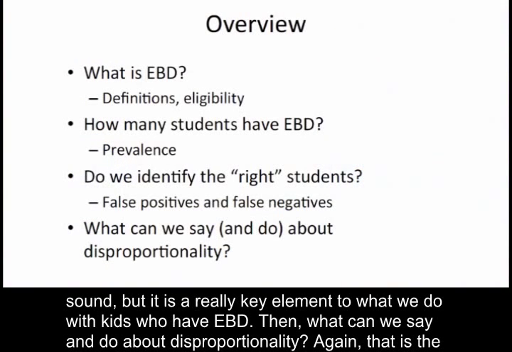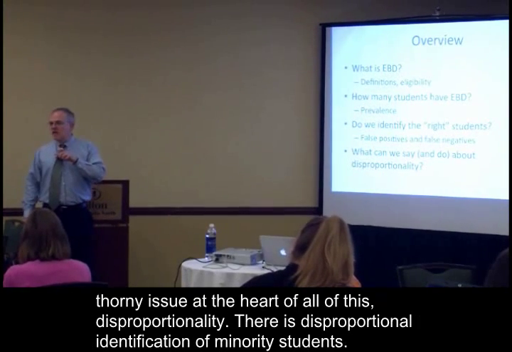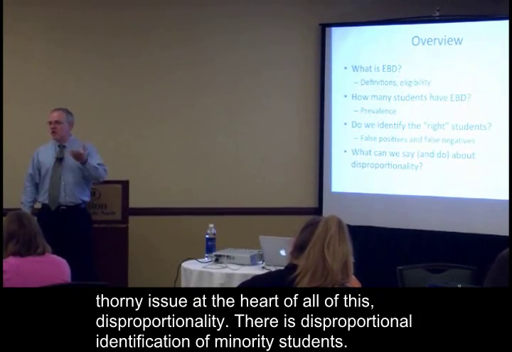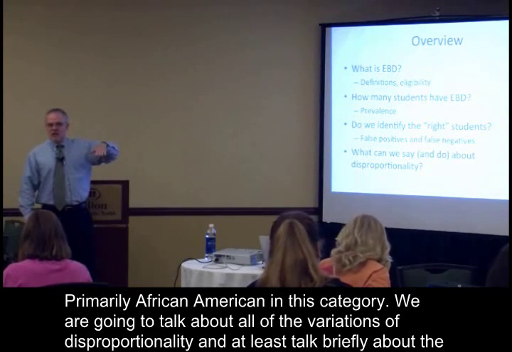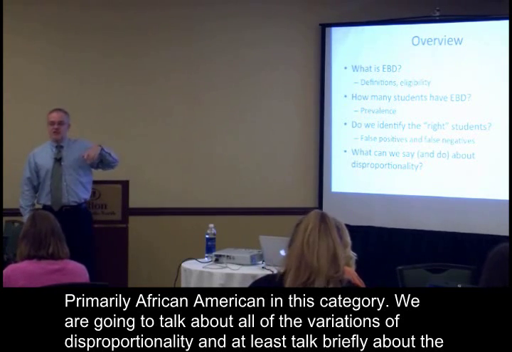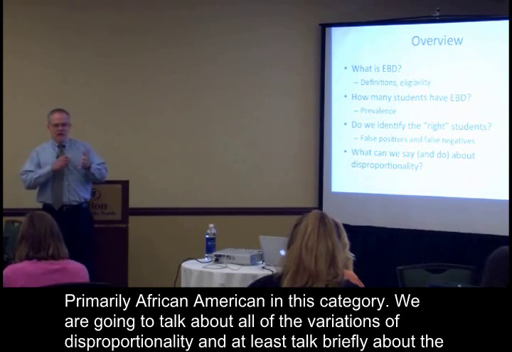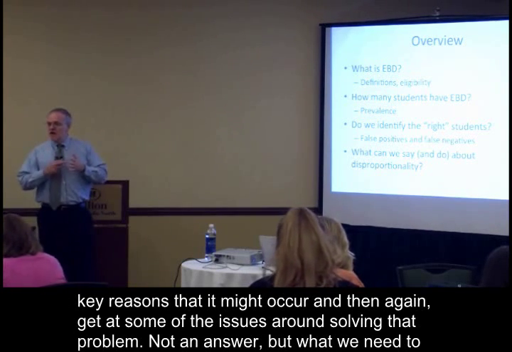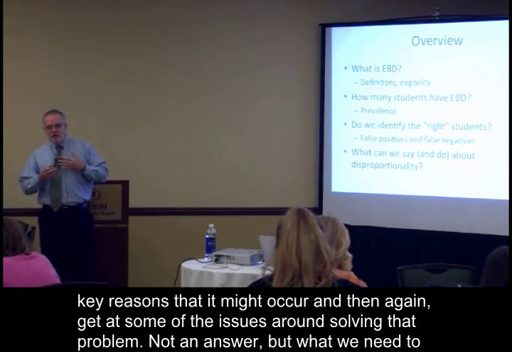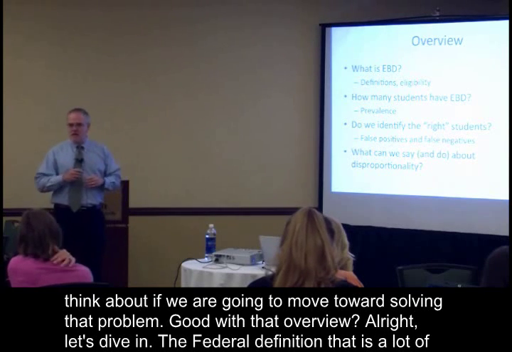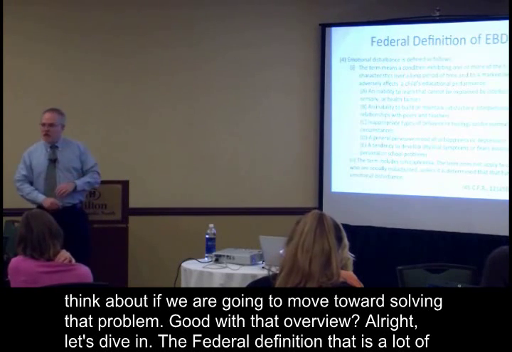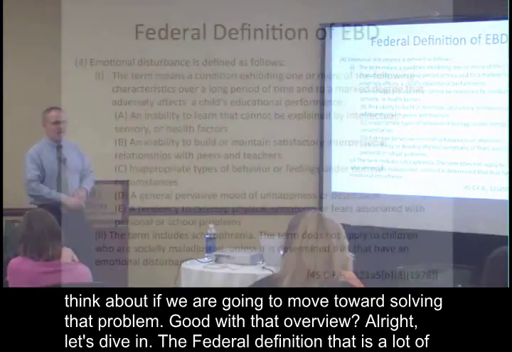And then what can we say and do about disproportionality? Again, that's the thorny issue at the heart of all this, disproportionality. There's disproportional identification of minority students, primarily African American, in this category. We're going to talk about all the variations of disproportionality and at least talk briefly about the key reasons that it might occur, and then again get at some of the issues around solving that problem. Not an answer, but what we need to think about if we're going to move towards solving that problem. Good with that overview? All right, let's dive in.